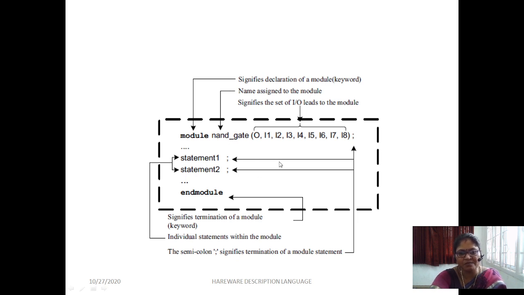And this is a simple program using a NAND gate. Initially it starts with module, which is a keyword, and the next is the name we have assigned here, NAND gate. It starts with an open bracket and ends with a close bracket and semicolon. O is nothing but the output. We have only one output port, so it is mentioned as O, and I1, I2, I3, I4 up to I8 are the input ports.